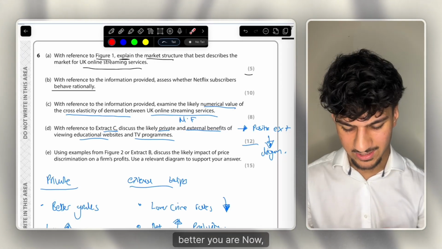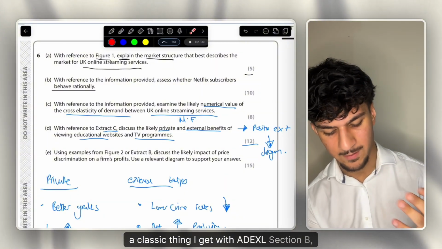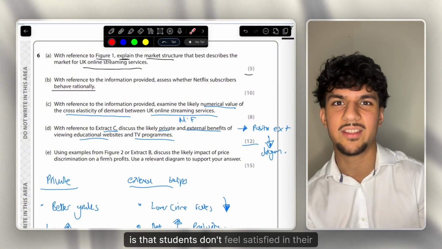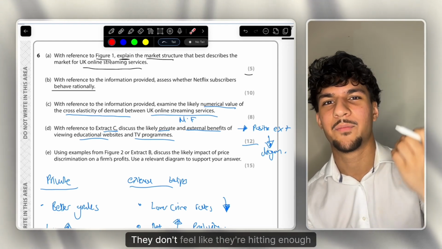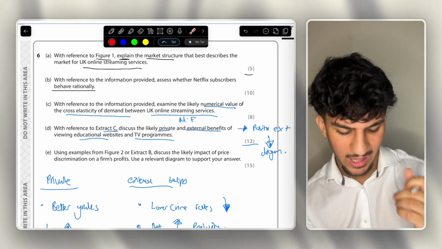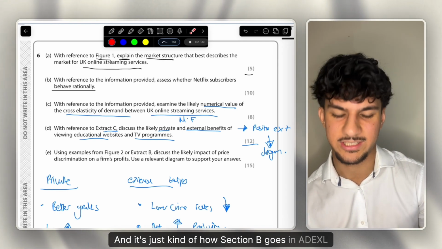society outcome. Now, a classic thing I get with Edexcel Section B in my live classes is that students don't feel satisfied in their answers. They don't feel like they're hitting enough economics marks. And it's just kind of how Section B goes in Edexcel Economics.